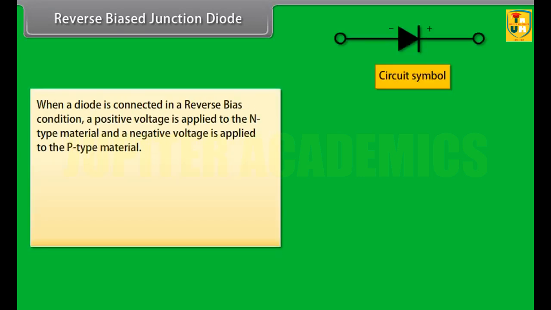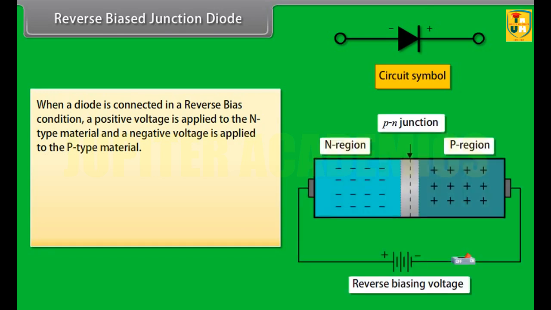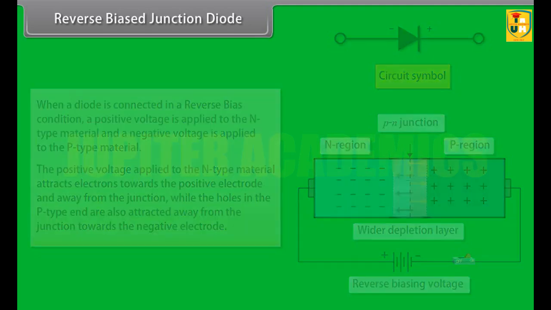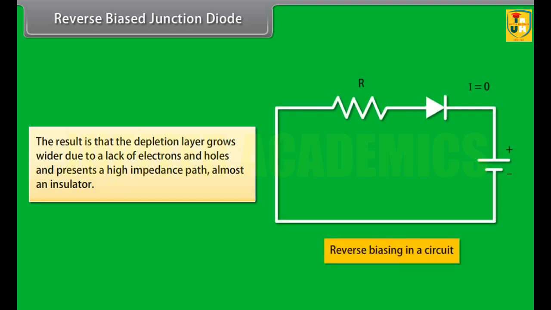Reverse biased junction diode. When a diode is connected in a reverse bias condition, a positive voltage is applied to the n-type material and a negative voltage is applied to the p-type material. The positive voltage applied to the n-type material attracts electrons towards the positive electrode and away from the junction, while the holes in the p-type end are also attracted away from the junction towards the negative electrode. The result is that the depletion layer grows wider due to a lack of electrons and holes and presents a high impedance path, almost an insulator.